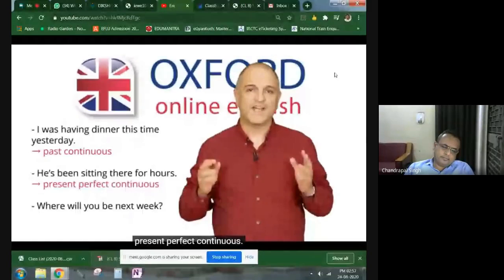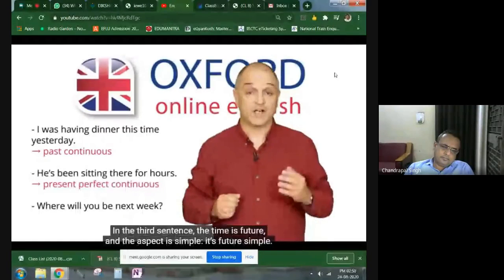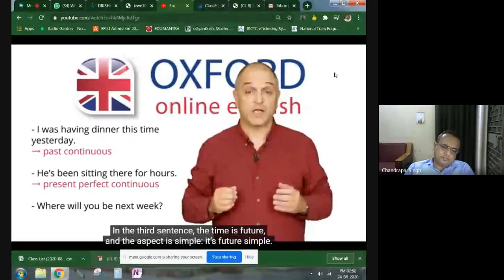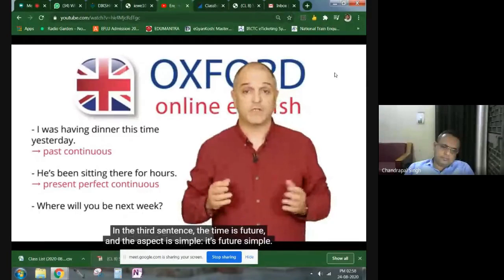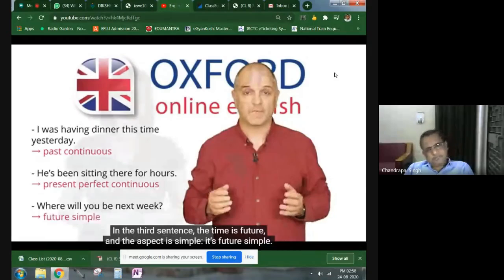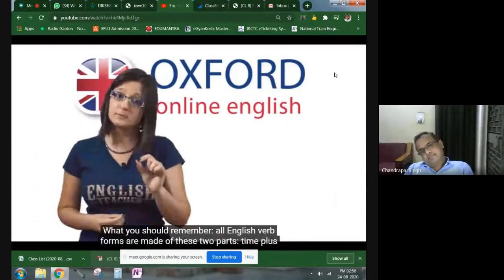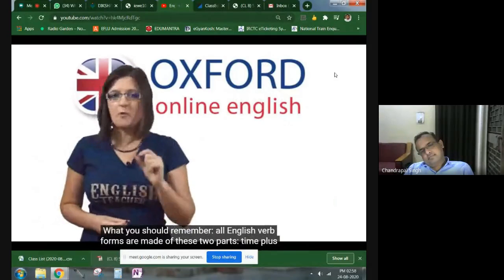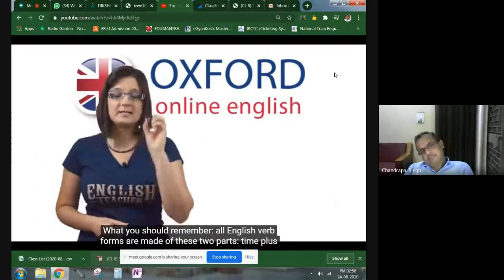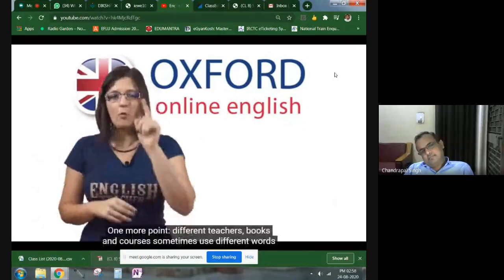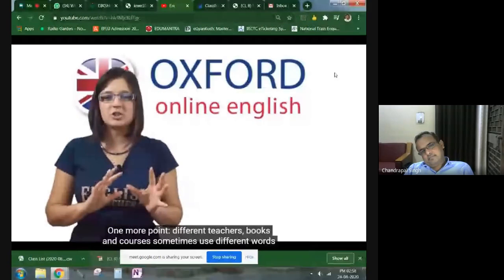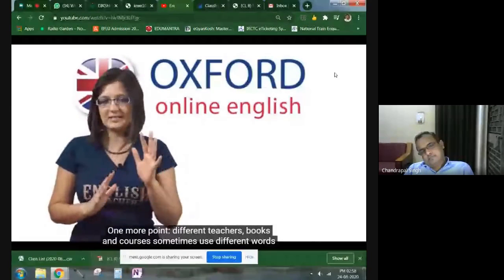In the third sentence, the time is future and the aspect is simple. It's future simple. You don't need to remember all of this now. What you should remember, all English verb forms are made of these two parts, time plus aspect. One more point, different teachers, books, and courses sometimes use different words for these things.